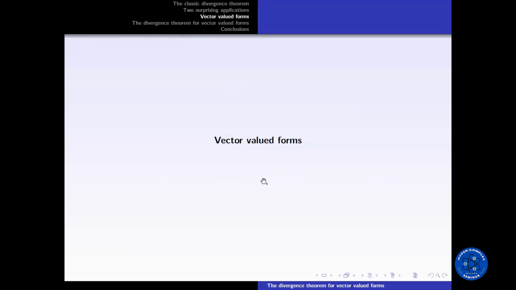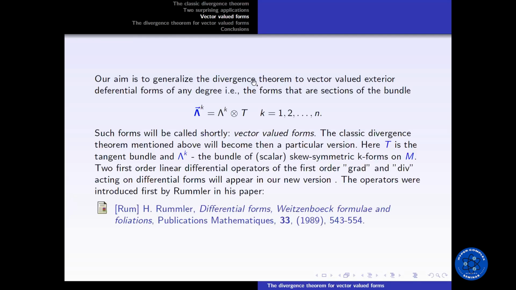studying these things connected with the Pythagorean theorem and its generalizations, I discovered that the divergence theorem can be formulated in much more general situations. First of all, in the case of an arbitrary manifold, and not only for vector fields, but for any vector valued form of any degree. So our aim is to generalize the divergence theorem to vector valued differential forms of any degree, as sections of such a bundle. Vector means that it has to be the tangent bundle. Of course, for k equals 0, this is cancelled, so you get simply the tangent bundle, whose sections are simply vector fields.